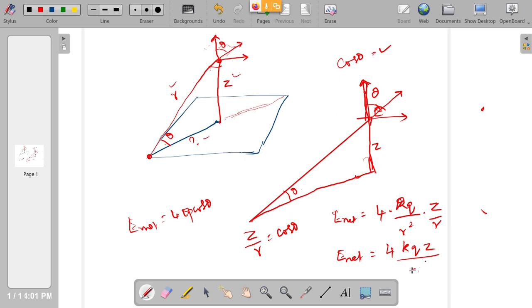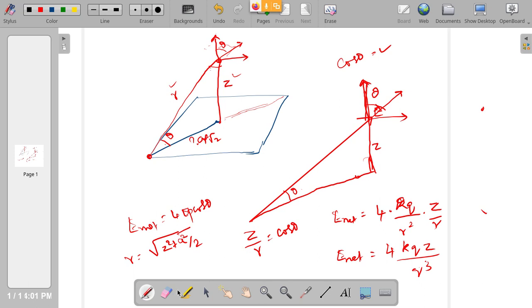This is the answer. R cube: you will substitute R as the square root of Z square plus A square by 2, because this side is A by root 2, and the square of it is A square by 2. So this is going to be your R. R cube is therefore (Z square plus A square by 2) power 3 by 2.